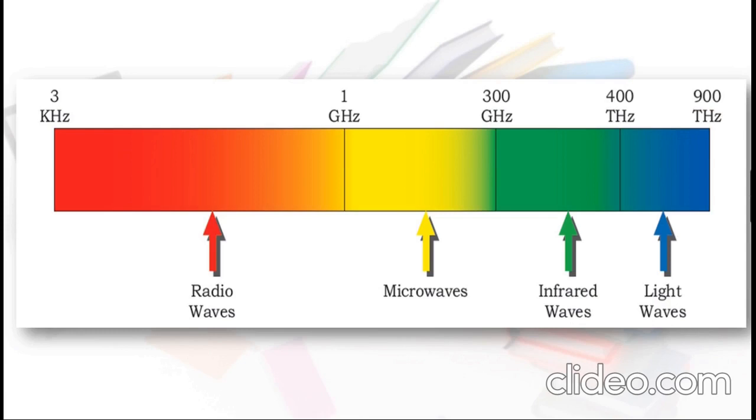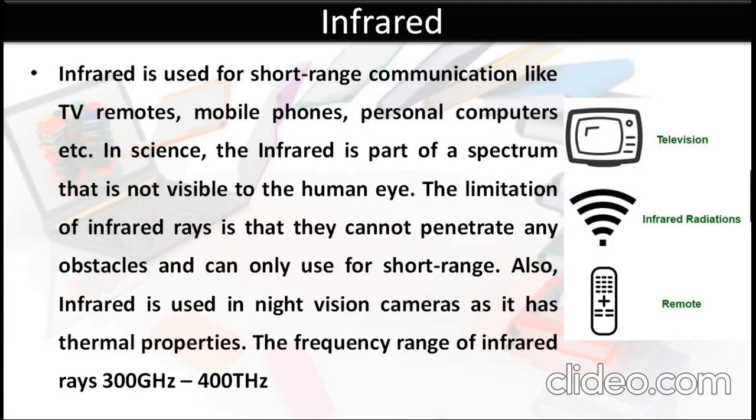Okay. So coming to this infrared. The most common example of infrared waves is our remote. As you can see in the figure also, there is a remote, there is a television. If we are using the remote, it means we are operating the infrared waves. With the help of infrared waves, we are able to change the channels.